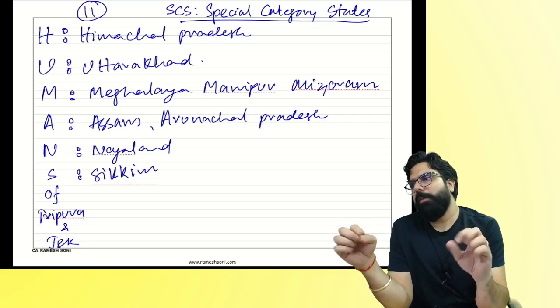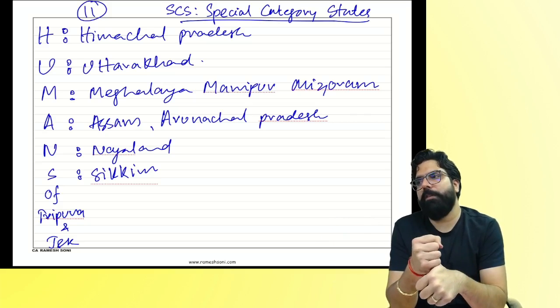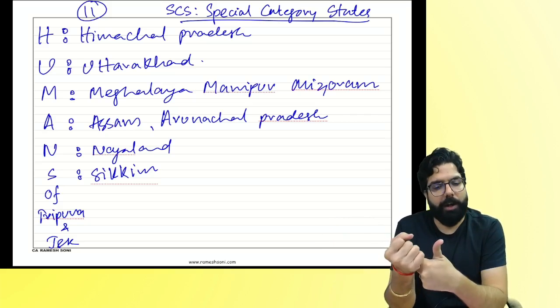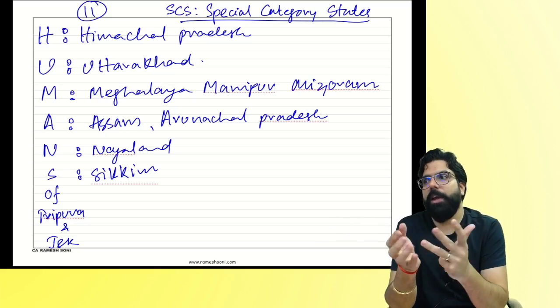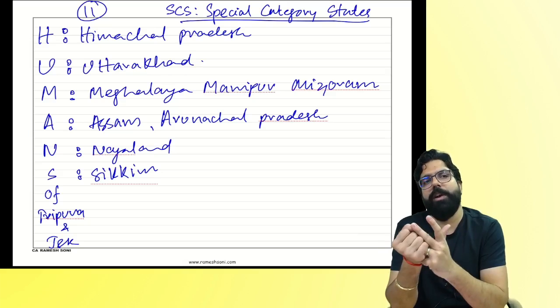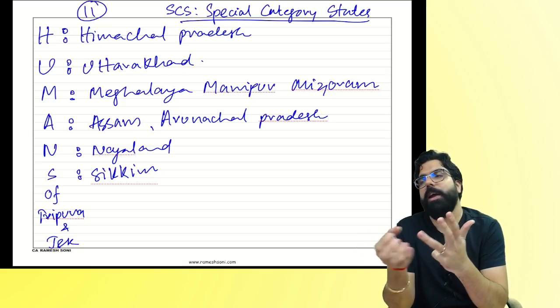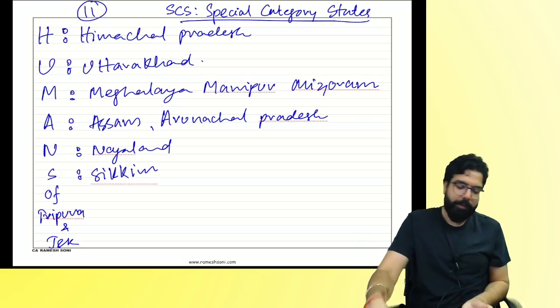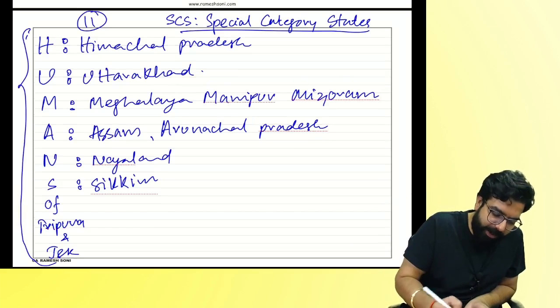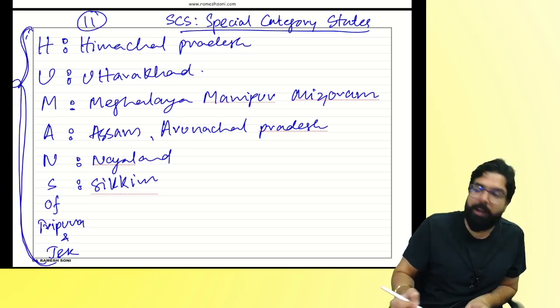HUMANS of Tripura and Jammu and Kashmir. H for Himachal Pradesh. U for Uttarakhand. M for Meghalaya, Manipur, Mizoram. A for Assam. A for Arunachal. N for Nagaland. S for Sikkim, Tripura and Jammu and Kashmir. These are the special category states for which they said we will make special provision.